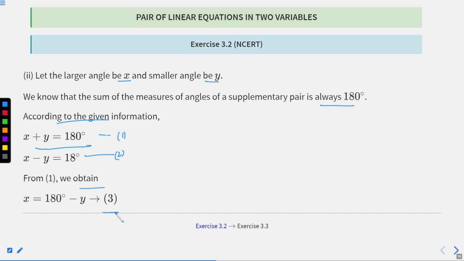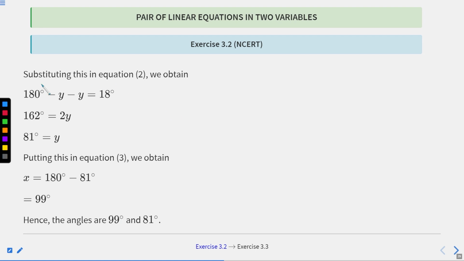And now substituting this value in equation 2, we obtain 180 degrees minus y equals 18 degrees. And it implies 162 degrees equals 2y, and it implies y equals 81 degrees. So we get the value of y equal to 81 degrees.